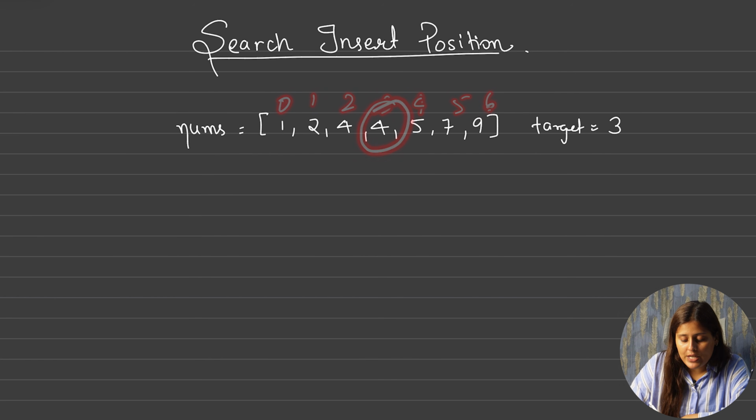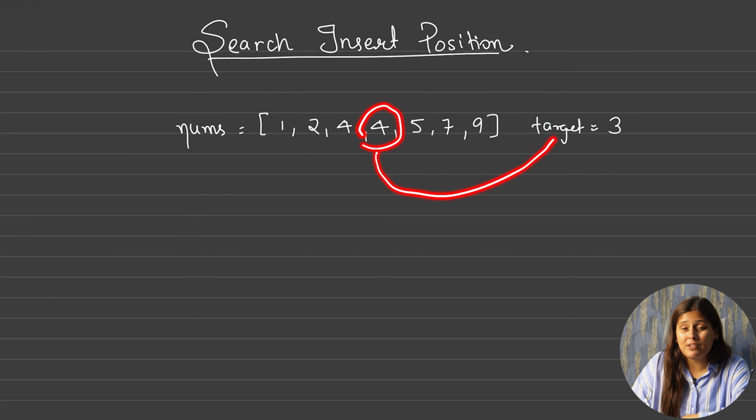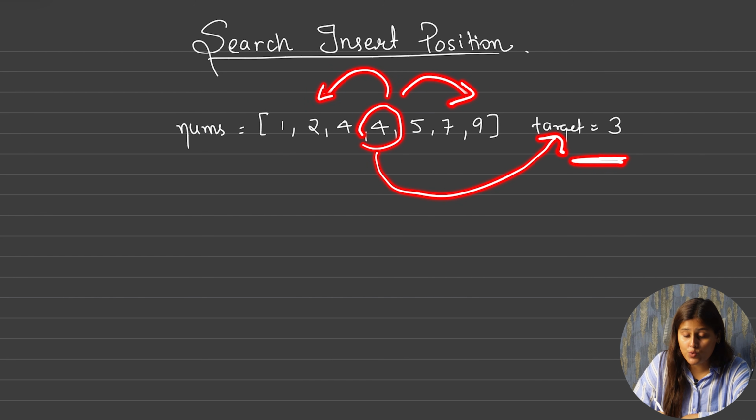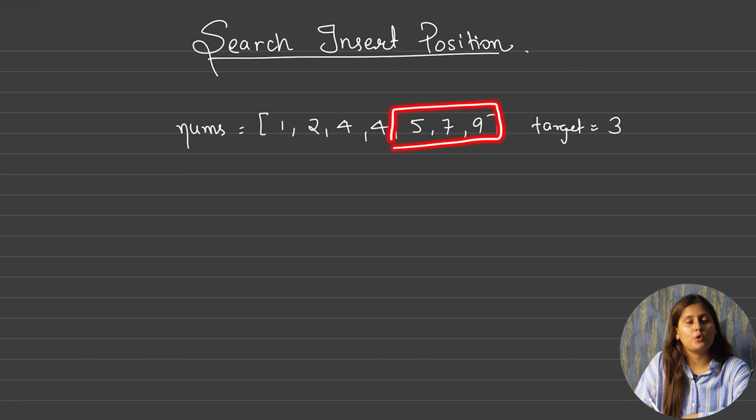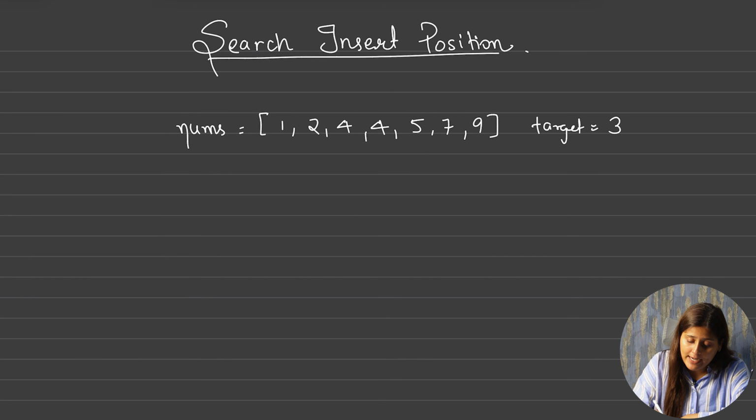So we will check this 4 and compare it with the target, and we find that the target is smaller than the mid element. Yes, so where should this target element be placed? Towards the left side or towards the right side? Of course, towards the left side. Hence, in this way, we can eliminate half of the subarray. Now instead of searching in the right half, we will search in the left half. So left will still be there and right will be where?